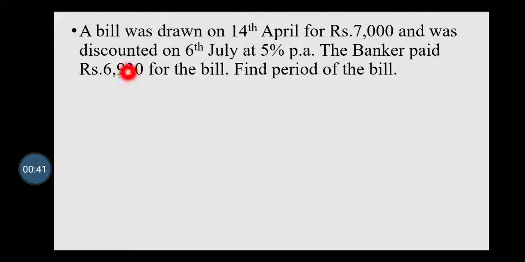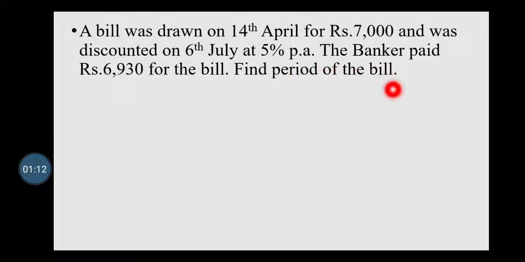Student, as bill was drawn on 14th April, so 14th April is the date of drawing the bill. And bill was for rupees 7,000. That means face value of the bill is rupees 7,000. As bill discounted on 6th July, so the date of discounting the bill is 6th of July. At what rate? 5% per annum.